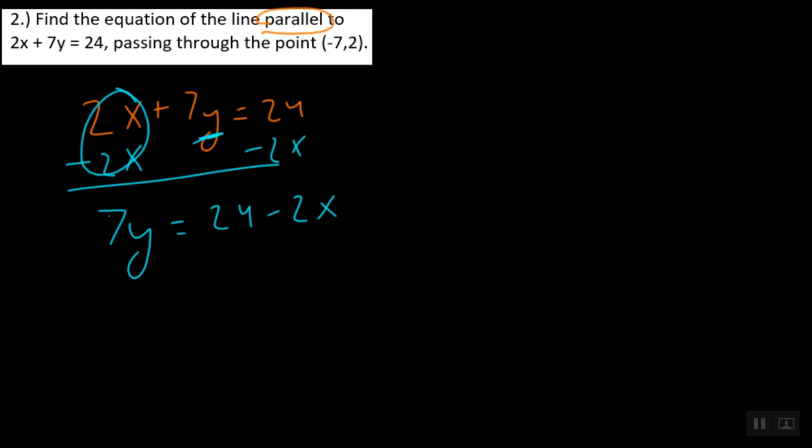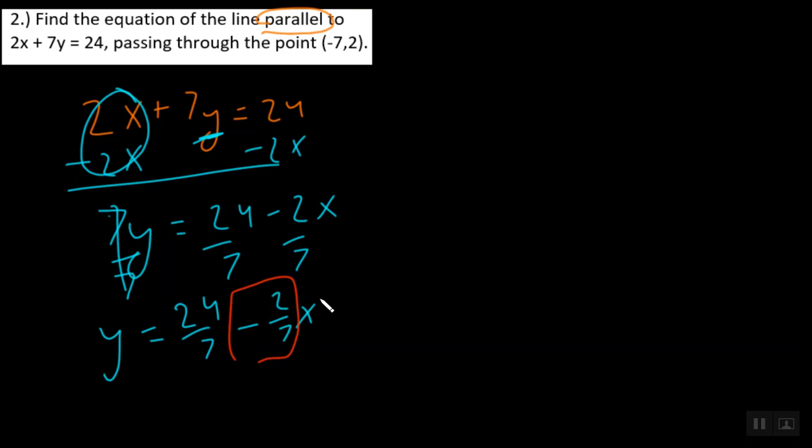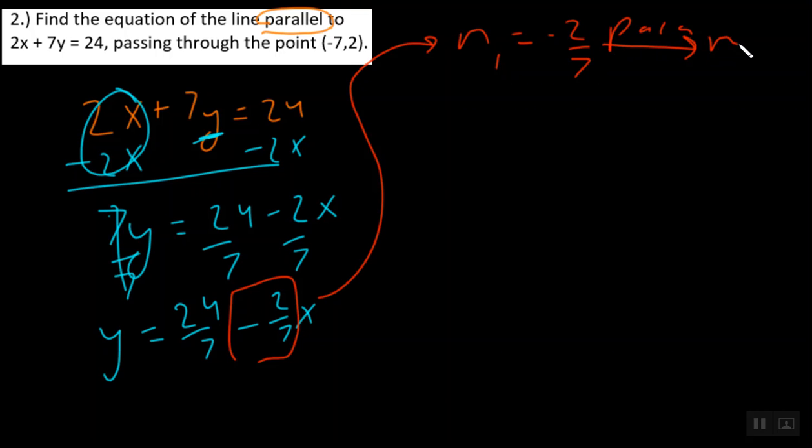And from here, we can divide both sides by 7. And I like to divide each term individually by 7. And we'll get this. Y is equal to 24 over 7 minus 2 over 7x. And notice something. Our slope is this negative 2 over 7. M1 is equal to negative 2 over 7. And I want to recall two things here. One, if we're looking for a parallel slope, well, we'd say our M2 is going to be negative 2 over 7. It's the same thing.